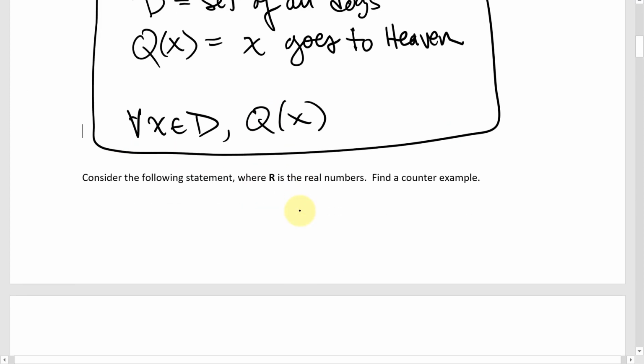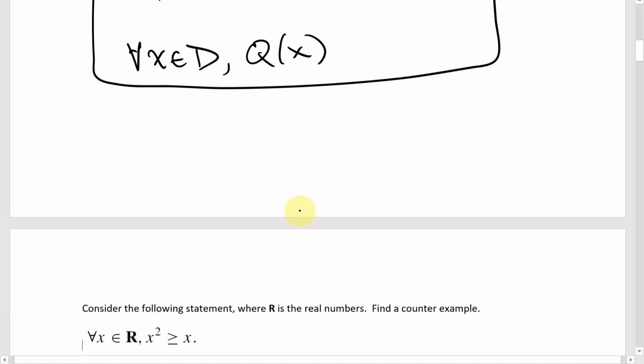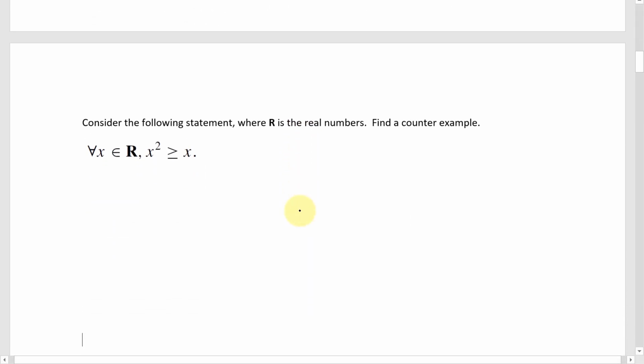Okay, so let's take another example of this same kind of thing, a universal statement that uses the universal quantifier. This one says, consider the following statement where R is the set of real numbers. Find a counterexample. The universal statement says for all x element of the real numbers, x squared is greater than or equal to x. And at first that might sound true. You think, wait, if you square something, wouldn't it be bigger? But actually it isn't true. There is at least one x where it isn't true. In fact, there are infinitely many, but you can say this statement is not true because there is a counterexample.